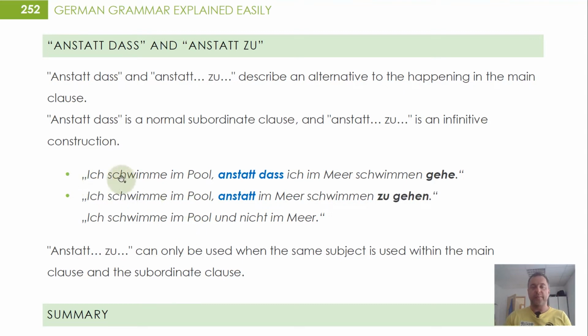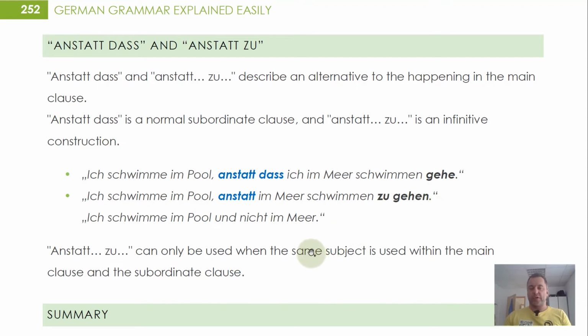And here the same. Ich schwimme im Pool, anstatt dass ich im Meer schwimmen gehe. I'm swimming in the pool instead of going to the sea for a swim, or instead of going swimming in the sea. Ich schwimme im Pool, anstatt im Meer schwimmen zu gehen. I swim in the pool instead of going to swim in the sea. Or ich schwimme im Pool und nicht im Meer. This means also the same, but without this anstatt dass or anstatt zu.